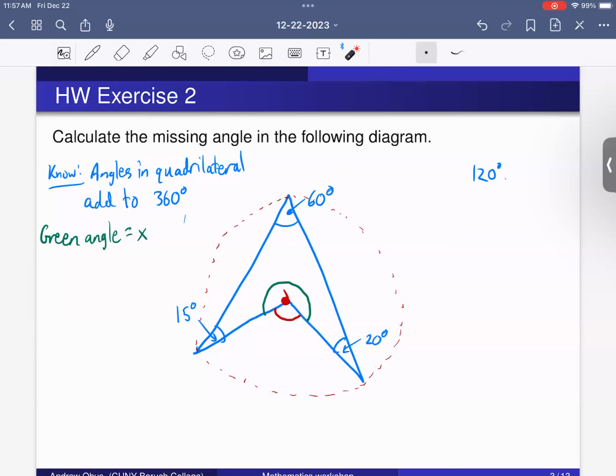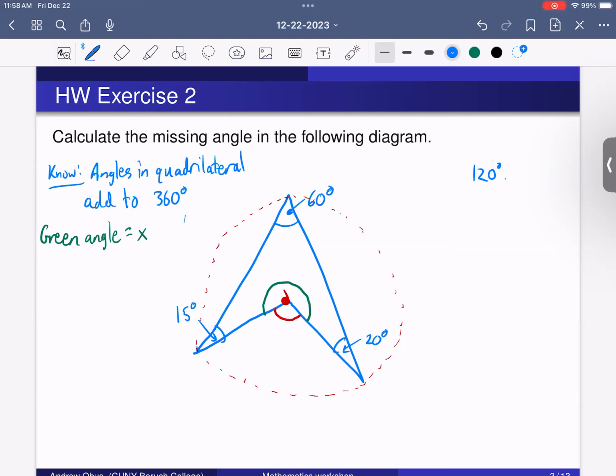80 degrees. Okay, so that's close, but I think you're going to have to add in the 15 degrees also in order to do that. One thing that you can do for setting this up is we know the angles all add to 360.